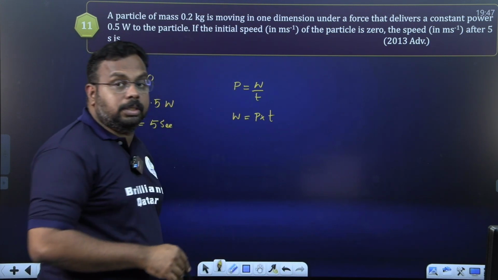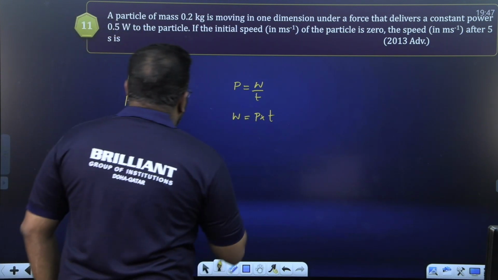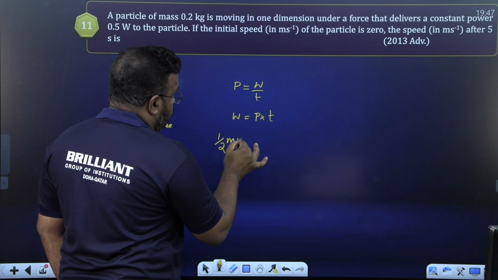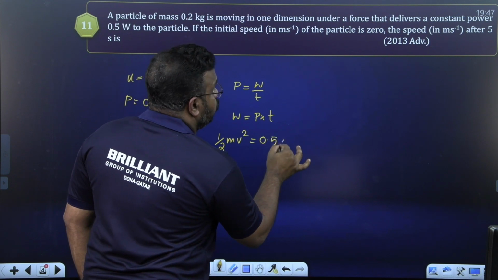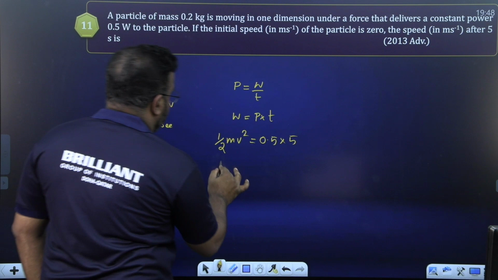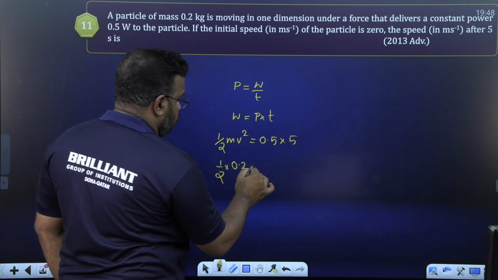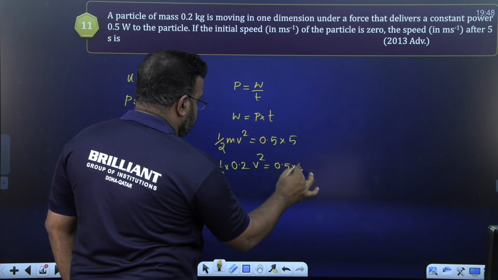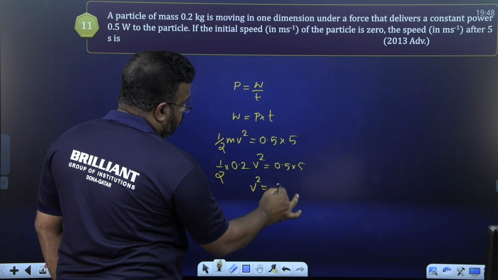Work done, as per the work energy theorem, is equal to the change in kinetic energy. Here the initial kinetic energy is 0, so only the final will come. So half mv square is equal to P into T. P is 0.5, time is 5, mass is 0.2. So half into 0.2 v square is equal to 0.5 into 5. If you multiply by 10 on both sides, these two will be cancelled. So we get v square is equal to 25.